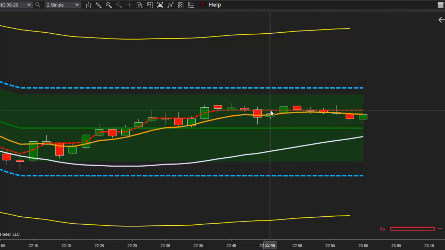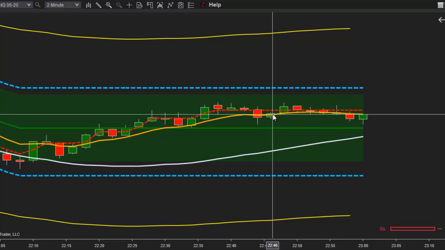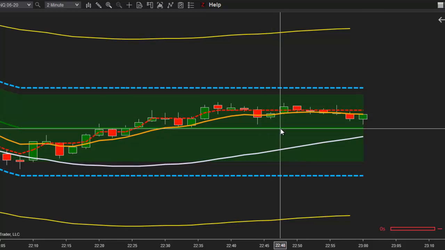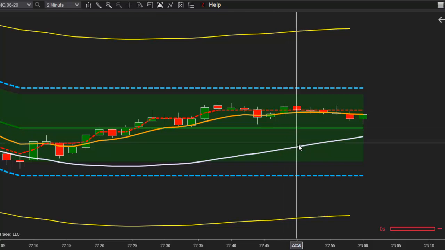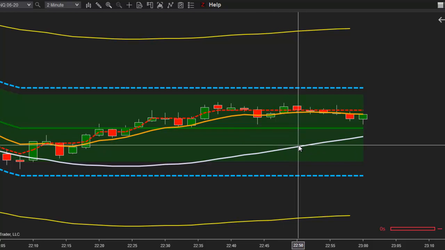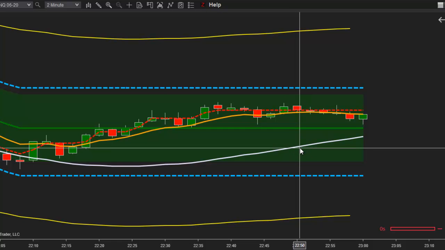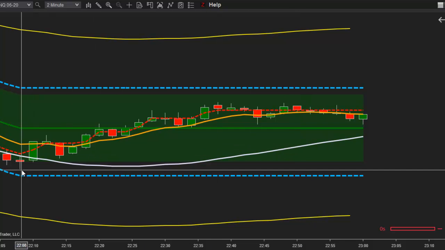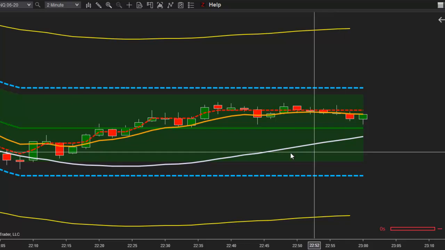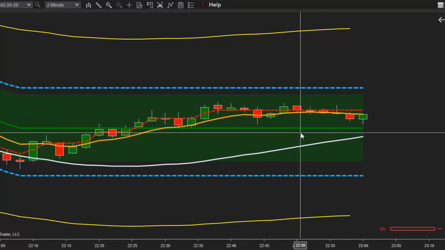So all we're looking for is red above 8, which is orange. Orange is above green, or middle line. Middle line is above hold. Hold can give us a trend line or show direction. As long as we are above, everything's good.